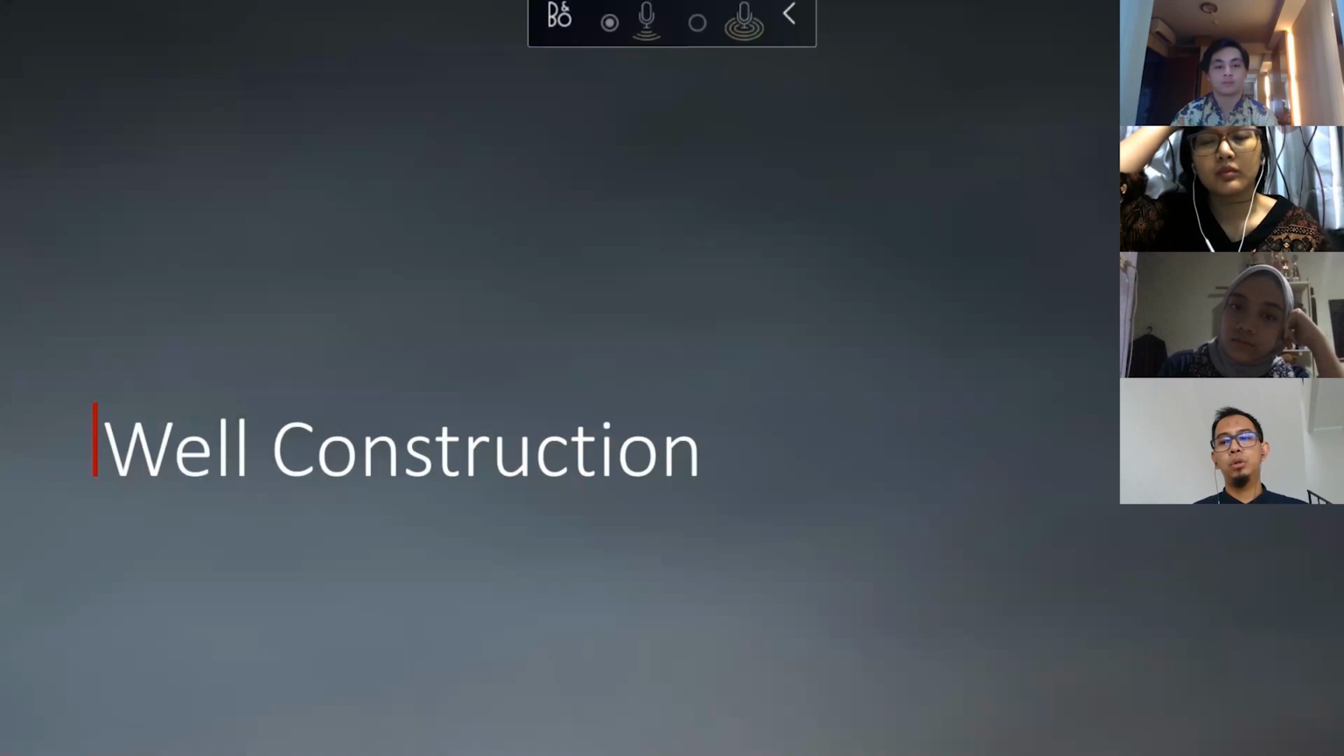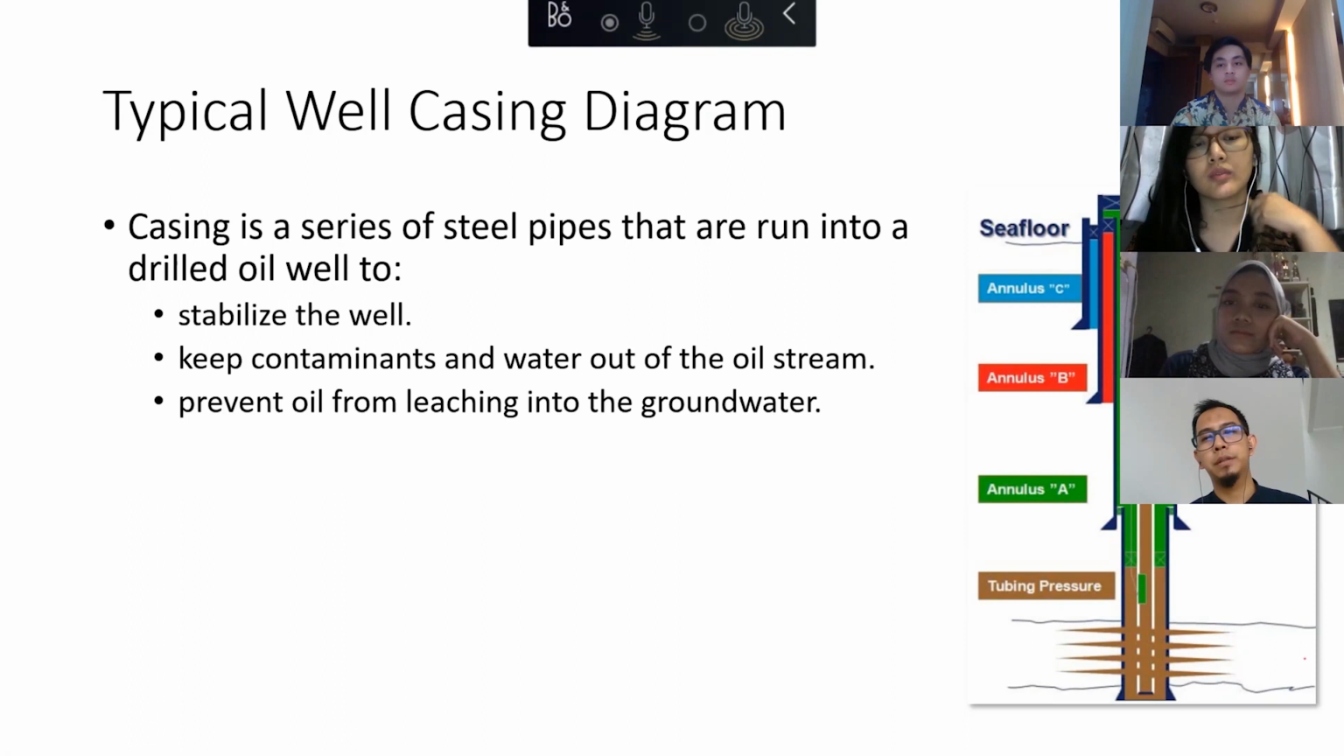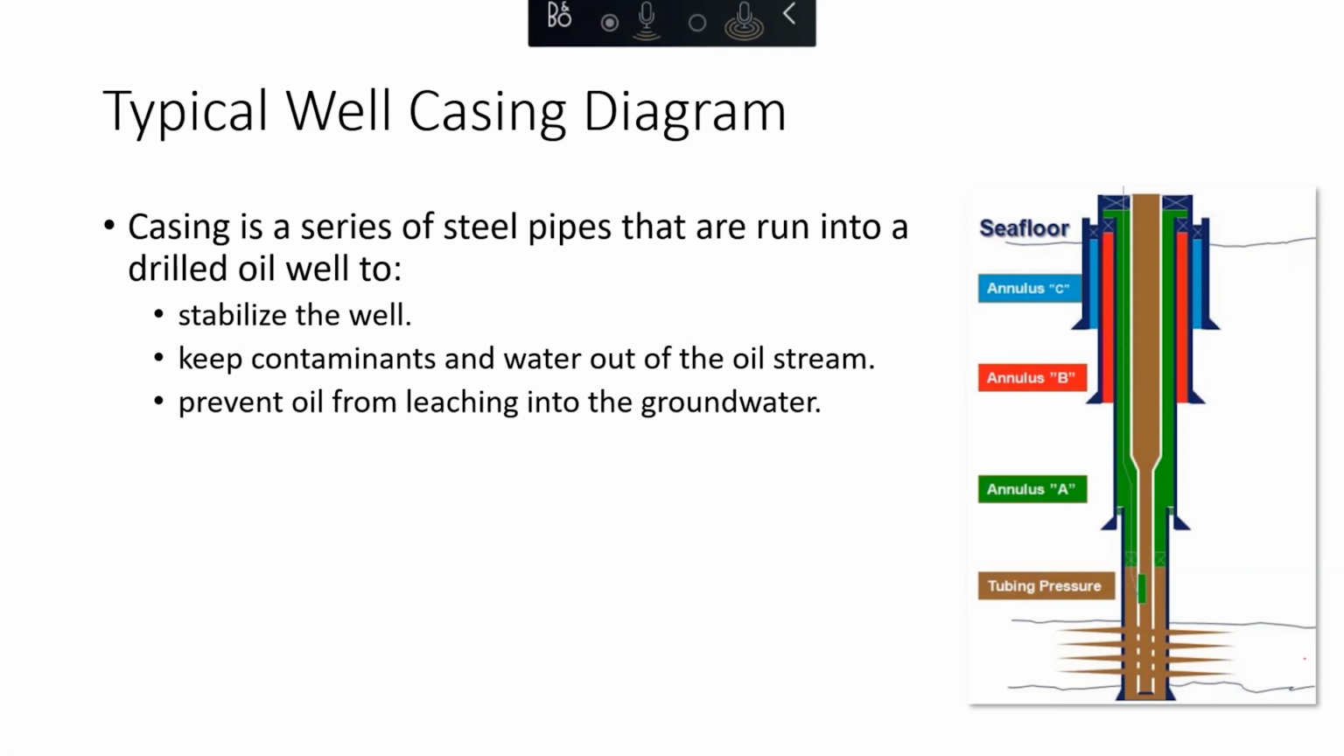So a typical well casing diagram is like this. You have annulus C, annulus B, annulus A, and a tubing section. So this section is mainly divided by the casing, you call it.